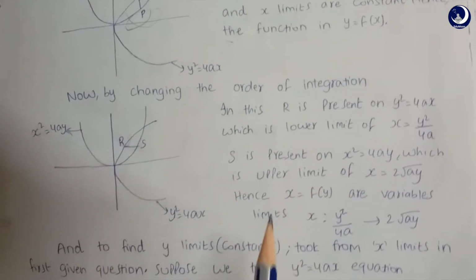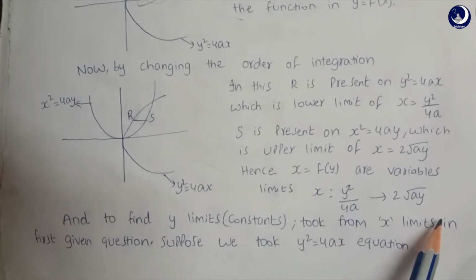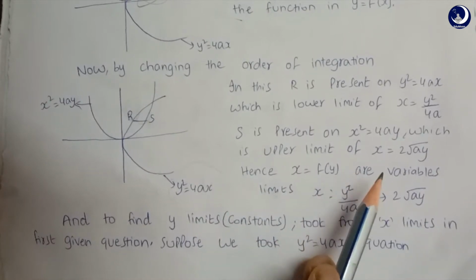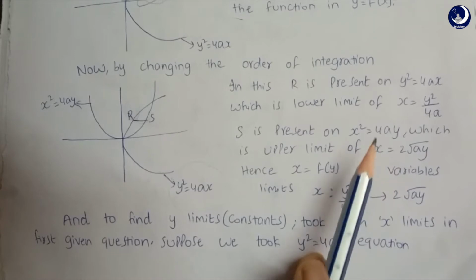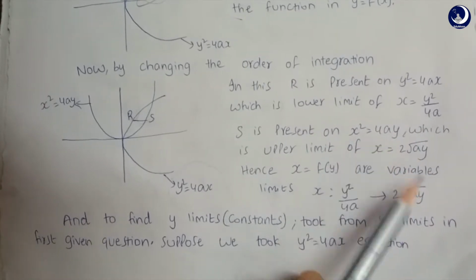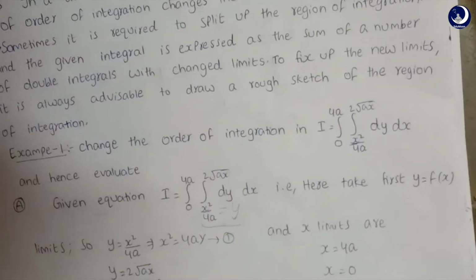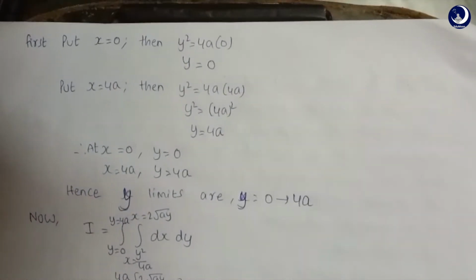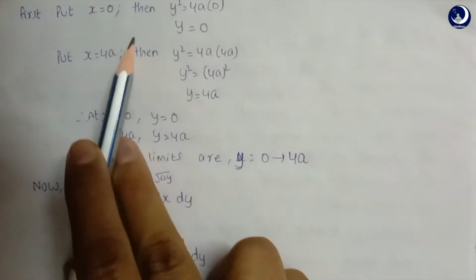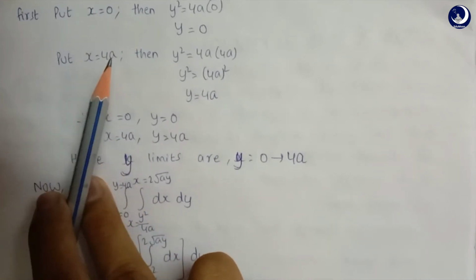Now we have to change the y limits. The y limits could be changed by taking values as per the question which was given. In the question the x limits are constants. Now by taking those values we get the y limits, and the y limits are constant in this order of integration. So coming to the y limits, we first put x equal to 0, because in the question the x limits are 0 to 4a.